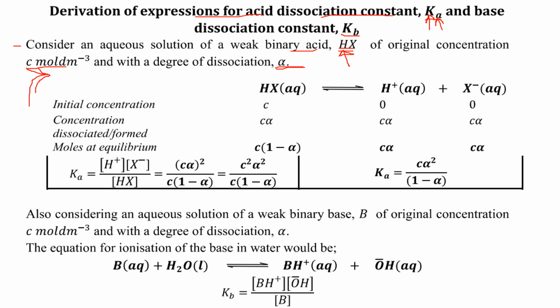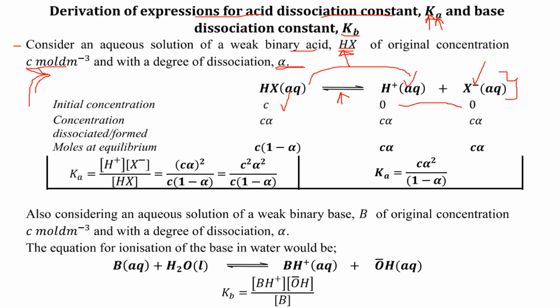So we write the equation for the dissociation of this weak acid. Being weak, the arrow must be reversible. So it will give us protons in solution and also a halide, for example, if it was a halogen acid. So starting with the initial concentration, this is going to be C and this is going to be 0 and this one 0, because at the beginning of the experiment we expect no product to be formed.